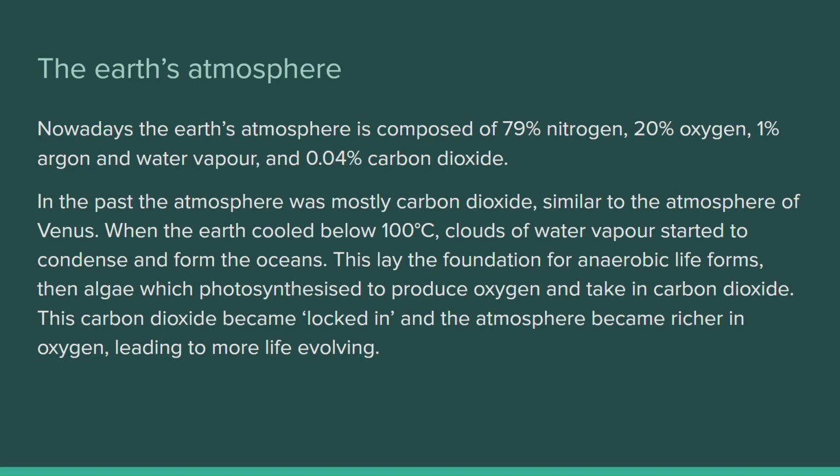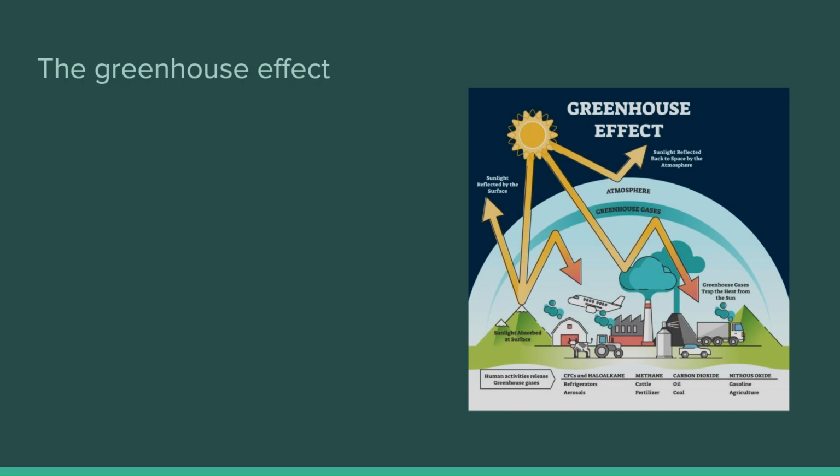So when the Earth cooled below 100 degrees Celsius, because that's what happens to planets, they cool down, clouds of water vapor that were from the volcanoes started to condense and form the oceans. They laid the foundation for anaerobic life forms, and then they turned into algae, which photosynthesized and produced oxygen and took in carbon dioxide. This carbon dioxide became locked into the algae and the plants, and the atmosphere became rich in oxygen and led to more life evolving.